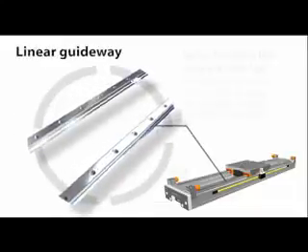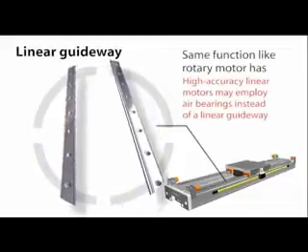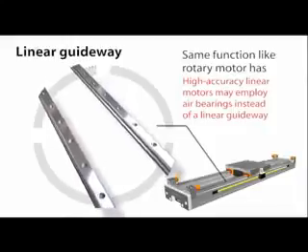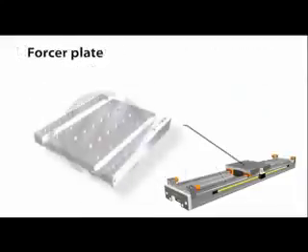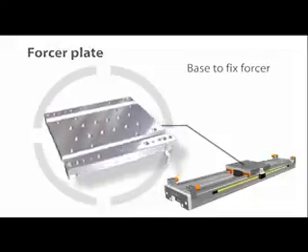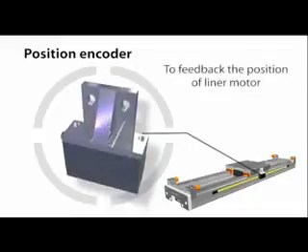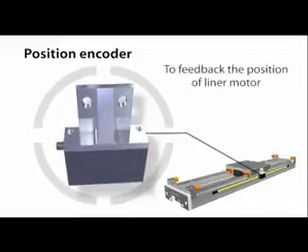The guideway functions similarly to the bearings in a rotary motor, enabling the linear motor to perform linear movement. Forcer plate, the base on which the mover is mounted. The position encoder provides feedback concerning the position of the linear motor and enables precise control.